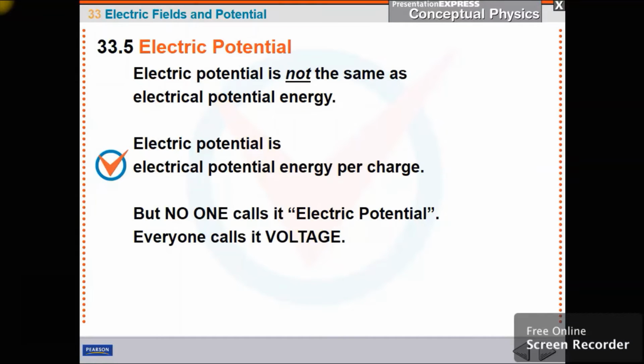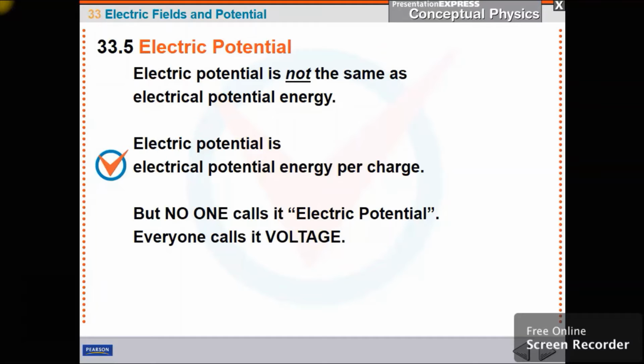And here we are at 33.5, electric potential. Here's the good news, it's all downhill from here. So, electric potential is not the same as electrical potential energy. Electric potential is electrical potential energy per charge. I'll get to that definition in a minute. But you'll see it all over the textbook and in places all over physics classrooms.